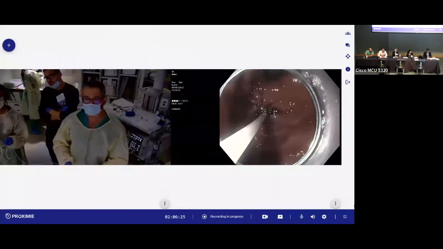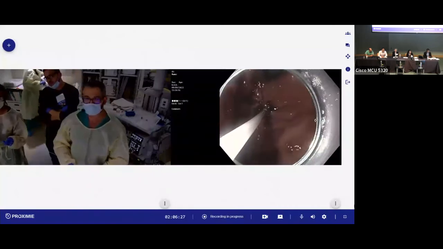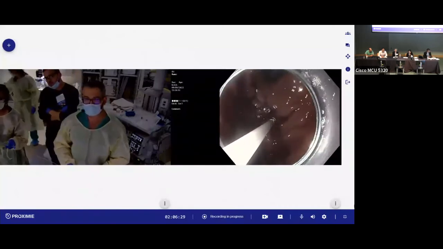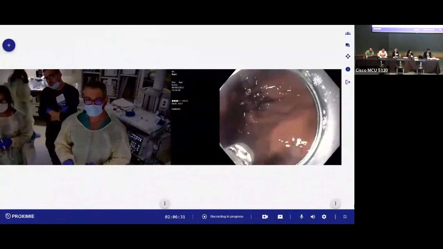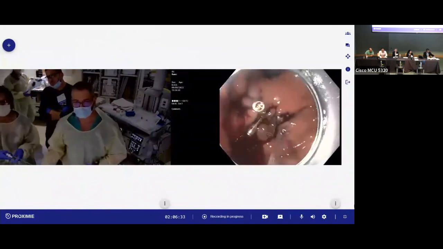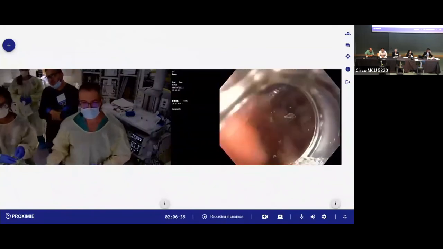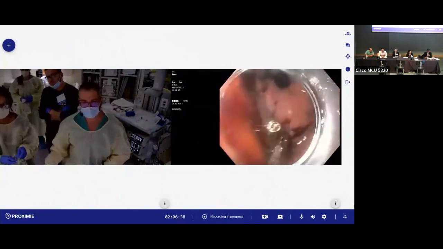So now let's close slowly, close, close. All right, deploy. And this is working very well. And for the trainees here, in a retroflex position, to be placing all these clips, one, it's technically challenging, and Dr.